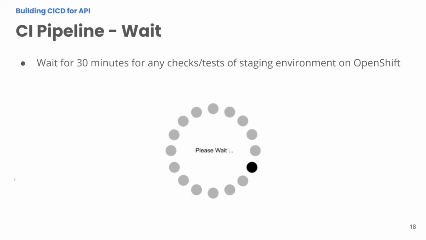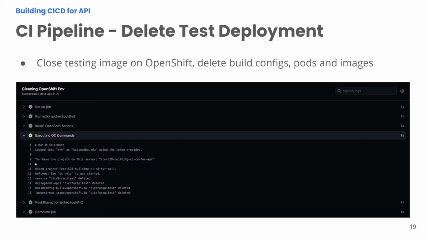Once the staging environment is deployed, the action pauses for 30 minutes. During this period of time, developers should check out the staging environment on OpenShift and potentially run the integration tests. The duration of this time is easily modified with a one-line fix. After 30 minutes, the staging environment and any related files are automatically deleted to save computational power on OpenShift.